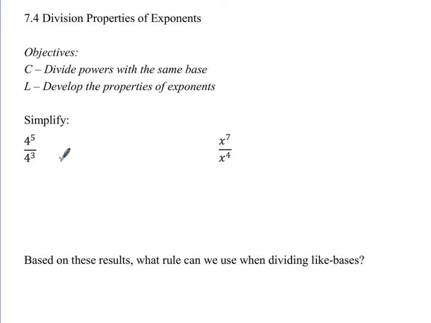So 4 to the 5th is actually what? Not the number, write it out. 4 times itself 5 times. Right. Now the denominator is going to be what? 4 times 4 times 4. Well, now the way that that's written, what do you notice?